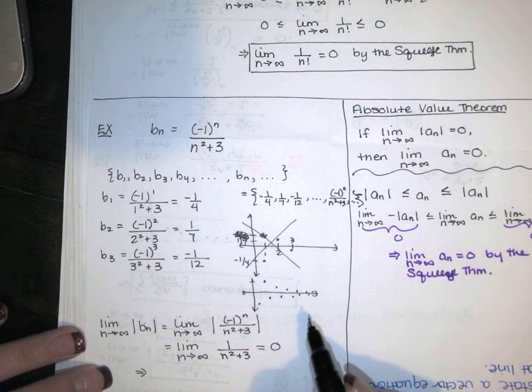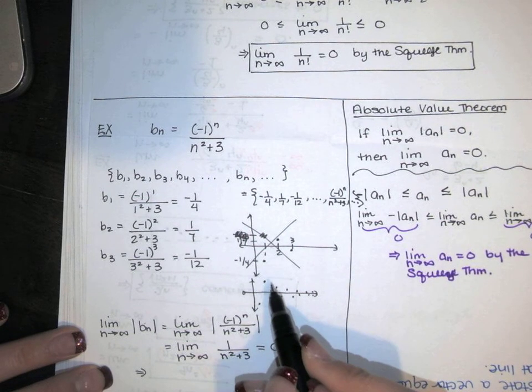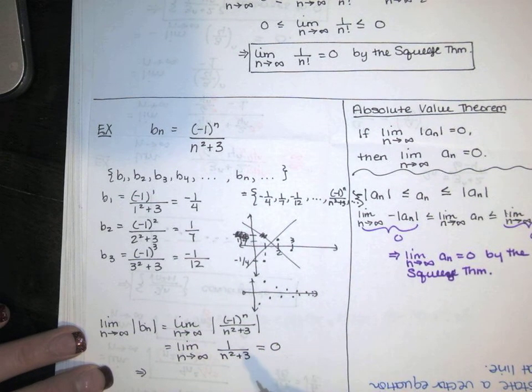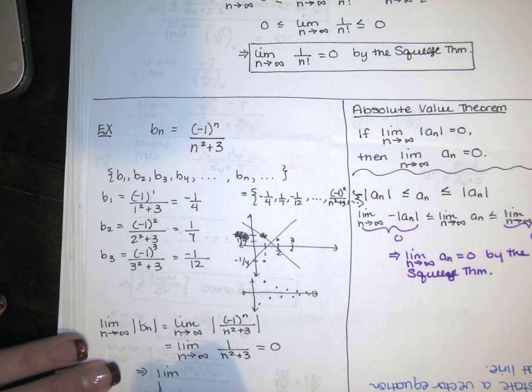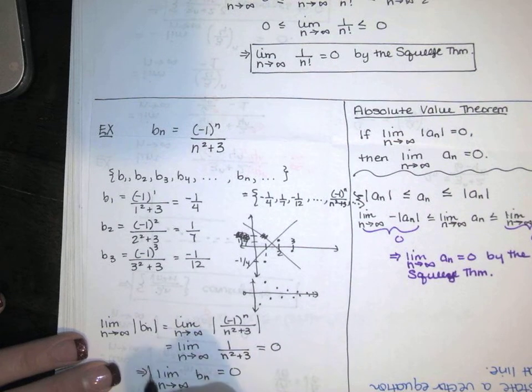And it's consistent with our picture. If half the time it's approaching 0 from above, the other half the time it's approaching 0 from below, in general it's approaching 0. So we have the limit as n goes to infinity of b sub n is 0 in that case.